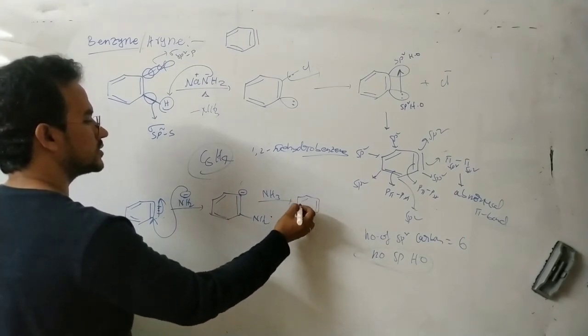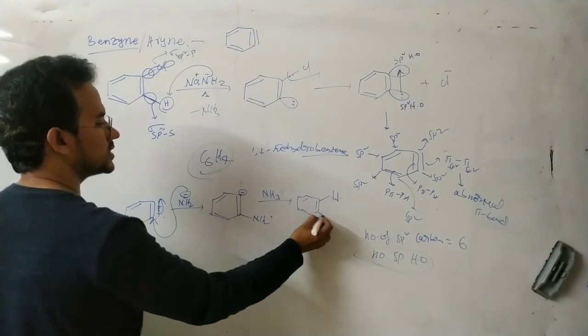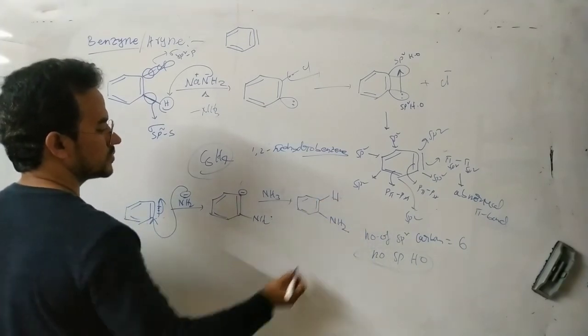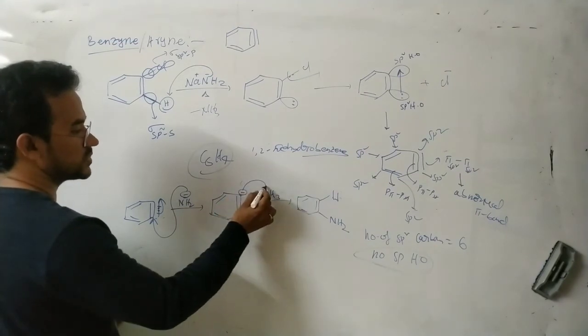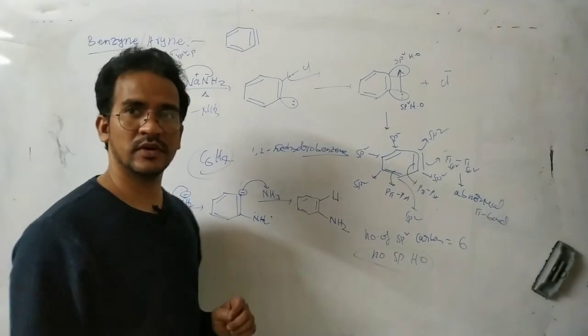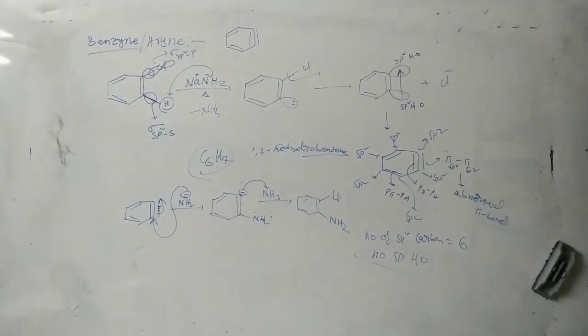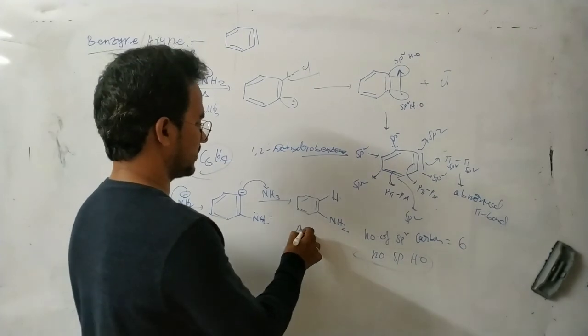Now this one gains H plus from the ammonia, so ammonia also acts as an acid. So finally, in this case, the product is aniline.